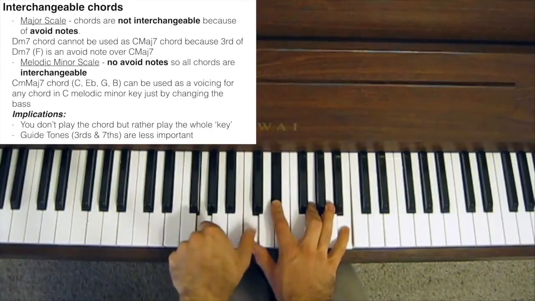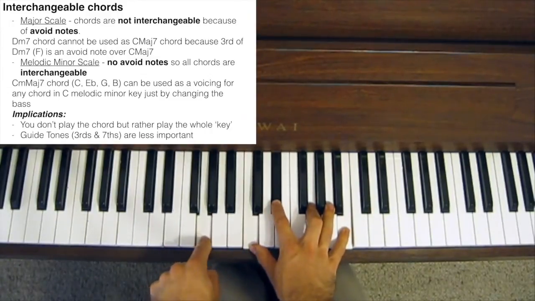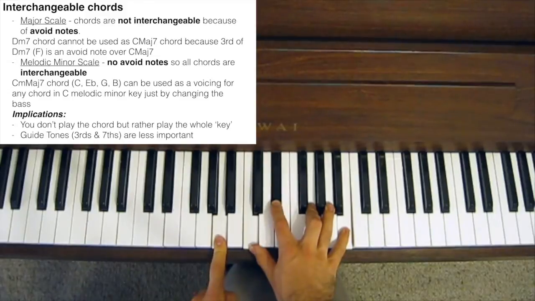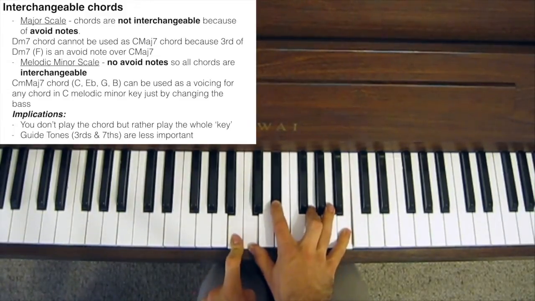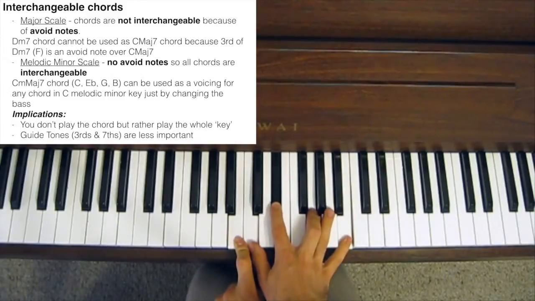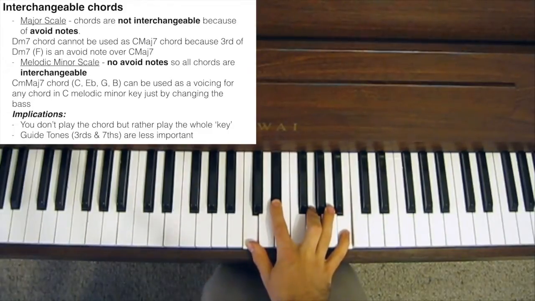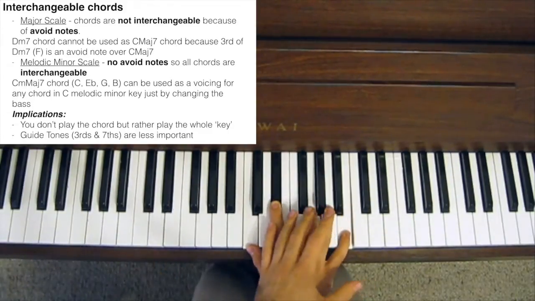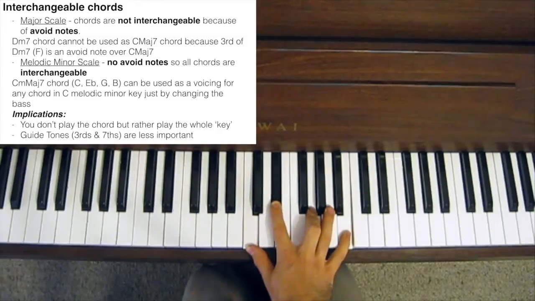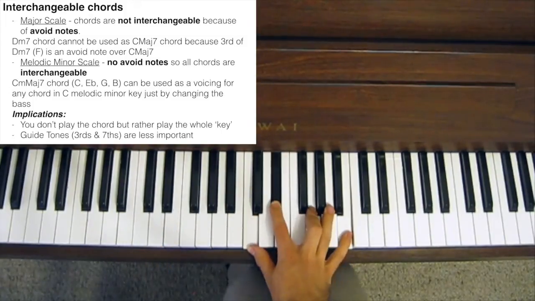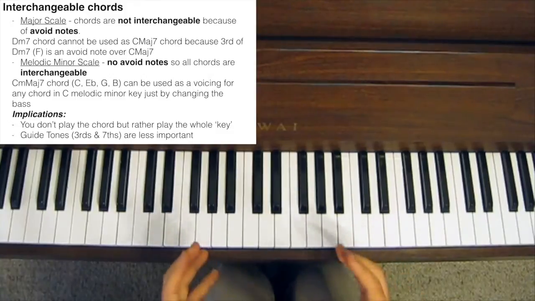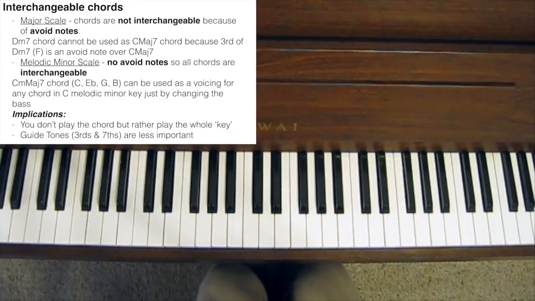With a G in the bass, I get a C minor major 7 on G. With an A in the bass, I get a half diminished. And with a B in the bass, I get a B7 altered chord. So because there are no avoid notes, these 4 notes can be every single chord in the key of C melodic minor. Now this has some interesting implications. Essentially what that means is that when you're playing chords from the melodic minor scale, you're playing the entire key at once rather than an individual chord.